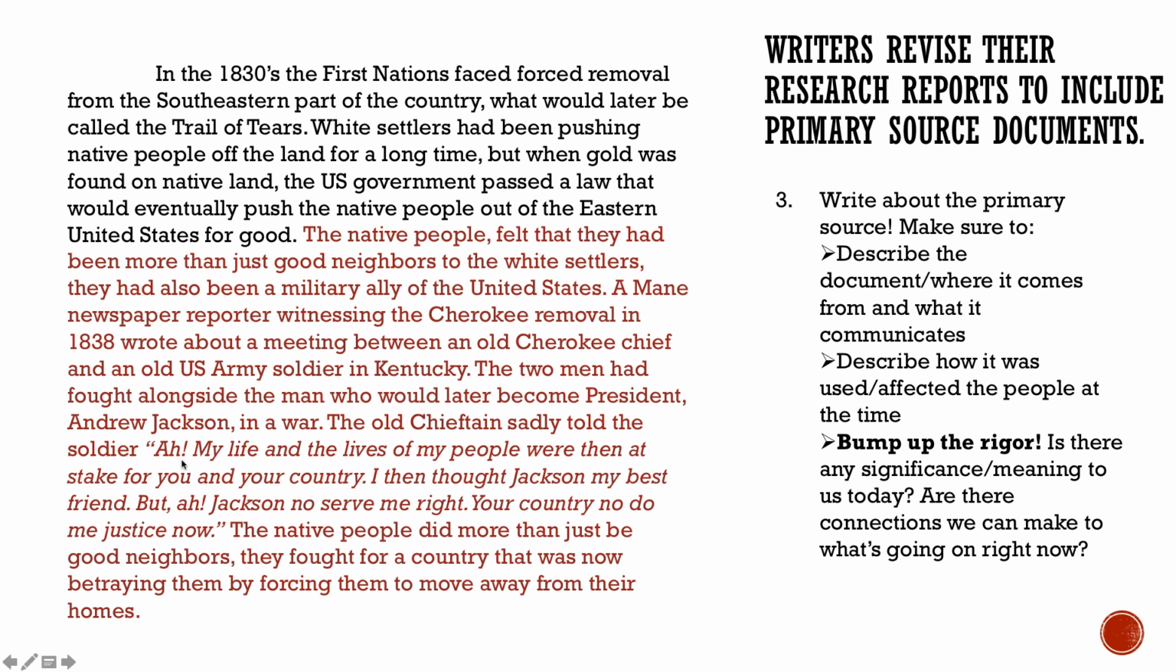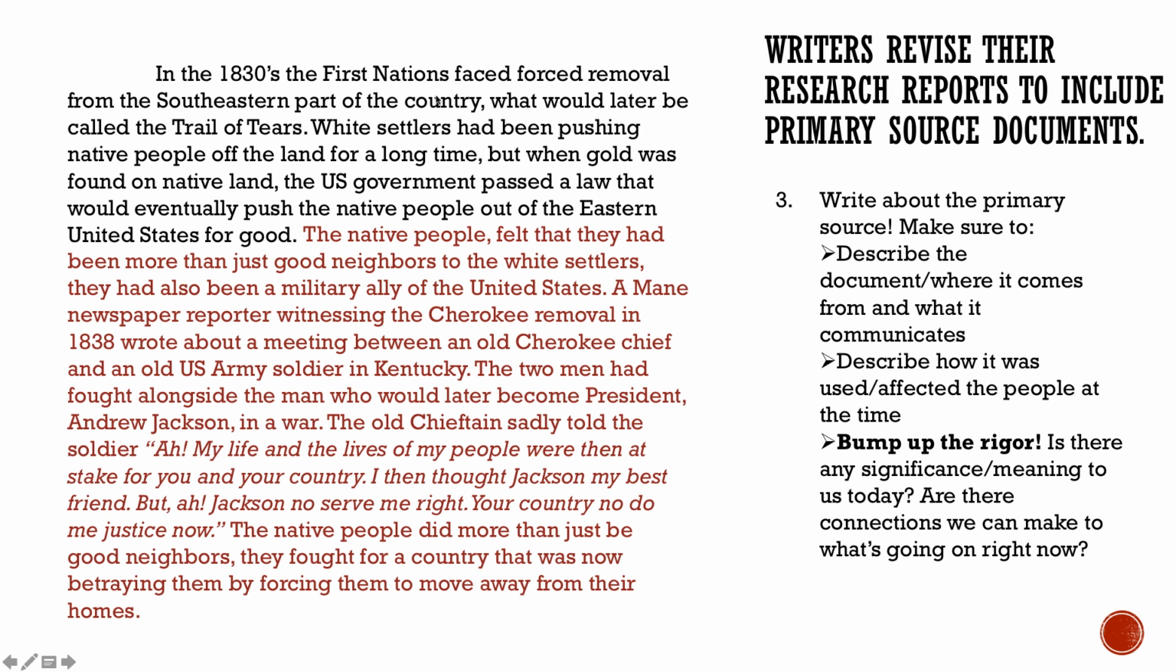So here I have that quote, but I'm also taking some time to explain the significance. I'm explaining why this quote was important, right? And it connects back to my idea here that the Native people felt that they had been more than just good neighbors to the white settlers. They'd also been a military ally of the United States. So this really gets into why this whole Trail of Tears was so significant. It wasn't just that they were being treated very cruelly. It was more than that. They were being betrayed.